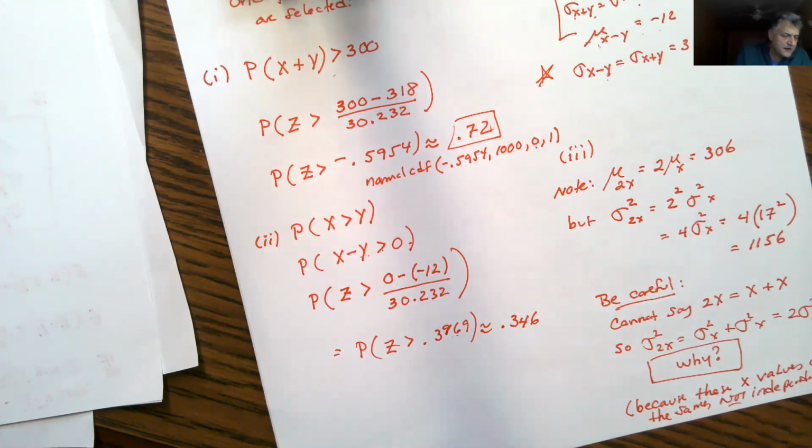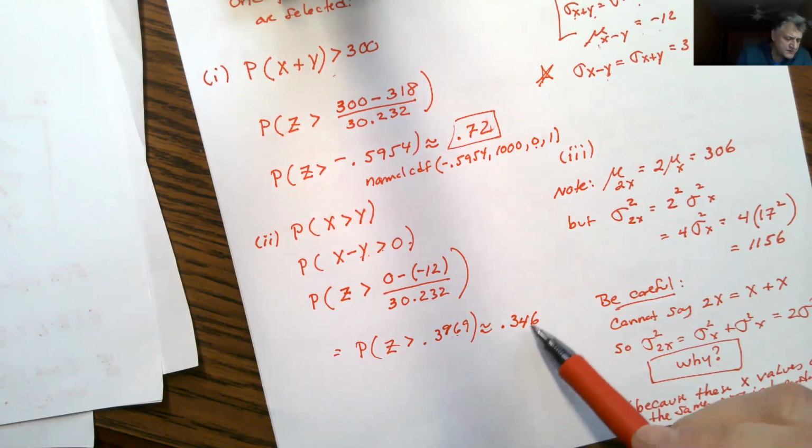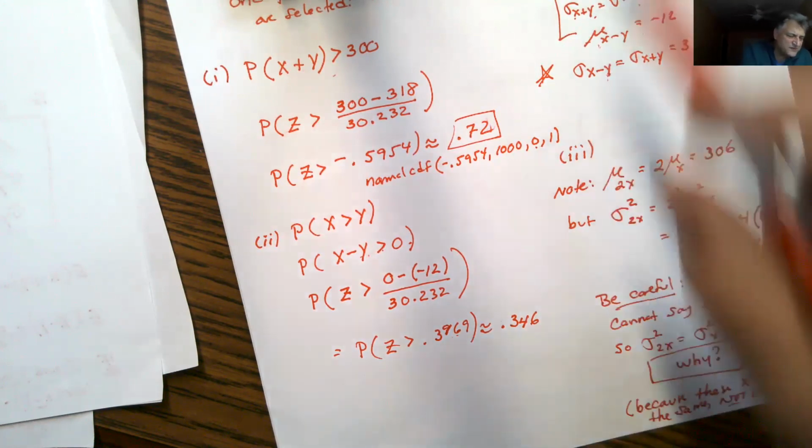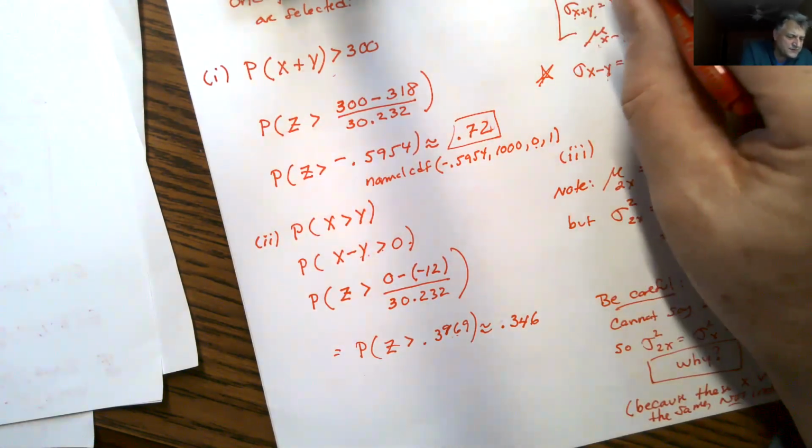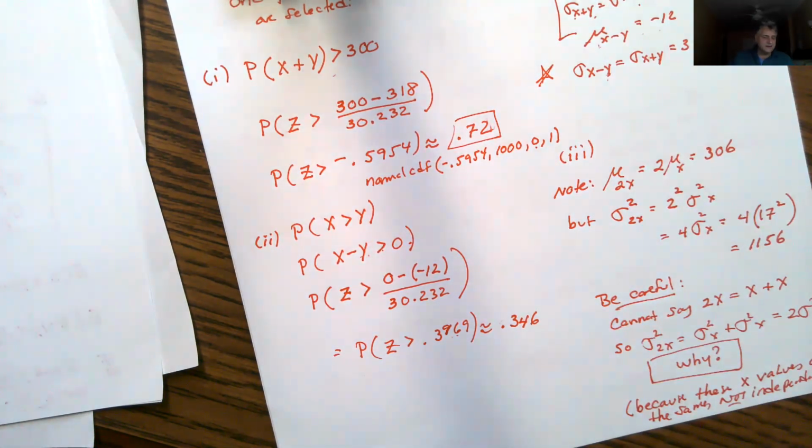Okay, and it makes sense why this probability should be less than a half. I mean, if the mean for x is less than the mean for y, you kind of think that x should not be greater than y.